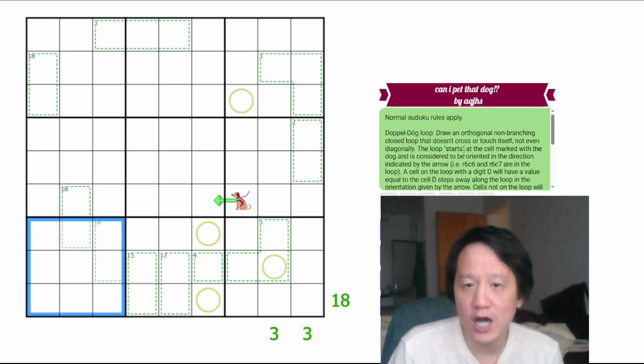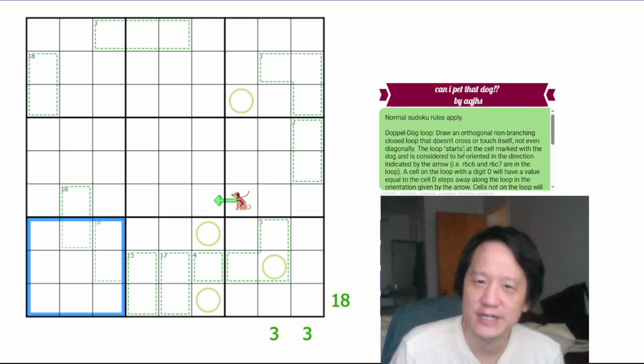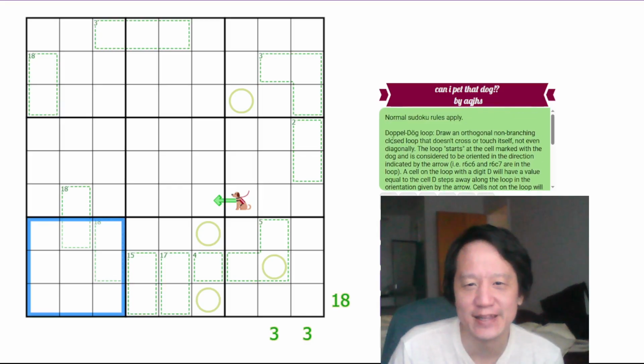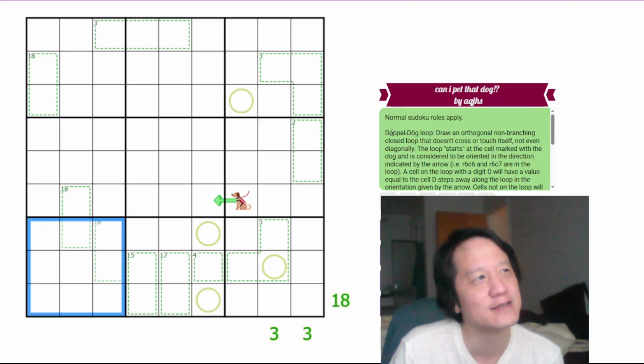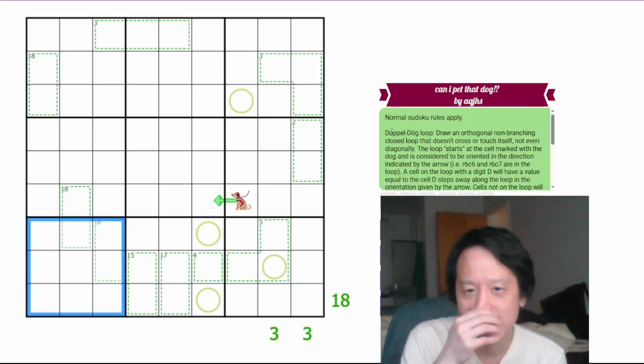We have a doppeldig loop. So it's not a dog, but it's a doppeldig loop. I think he meant to put the umlaut over the O. Doppel? No, it's not. It's doppel. I don't know.